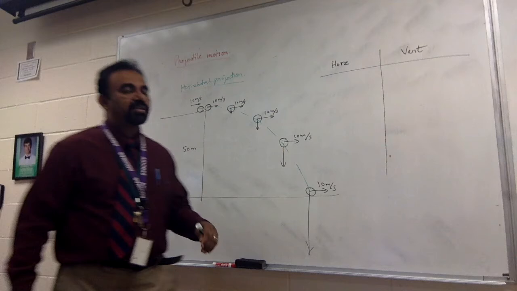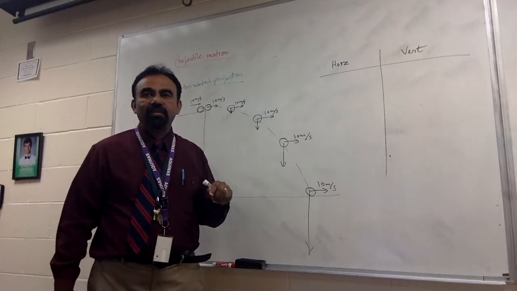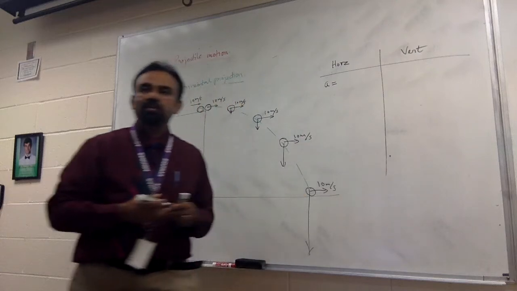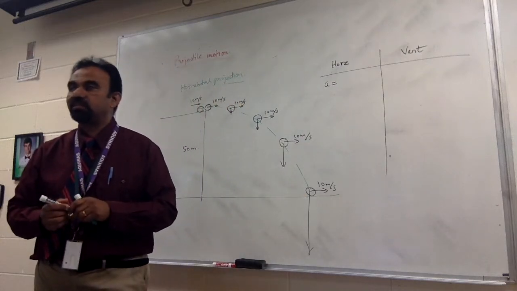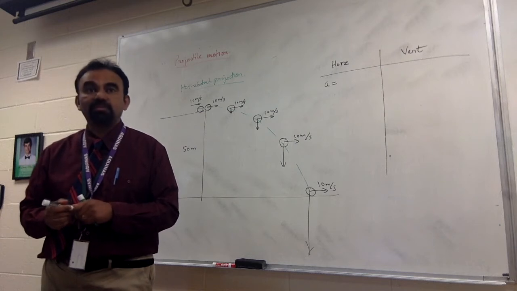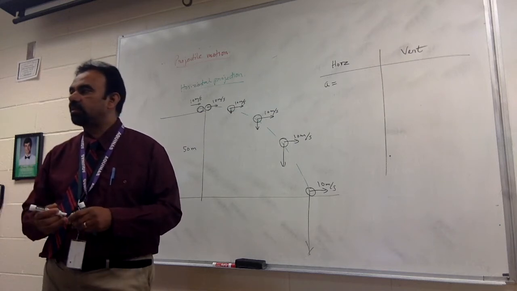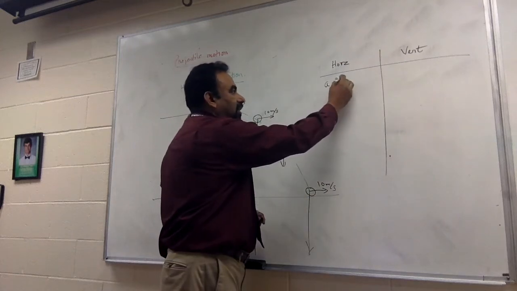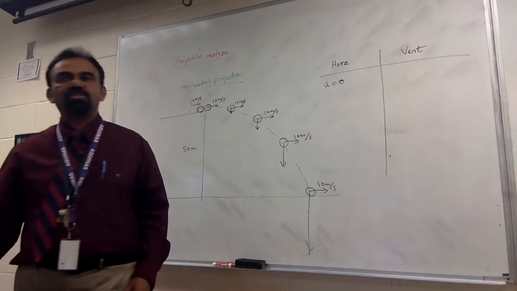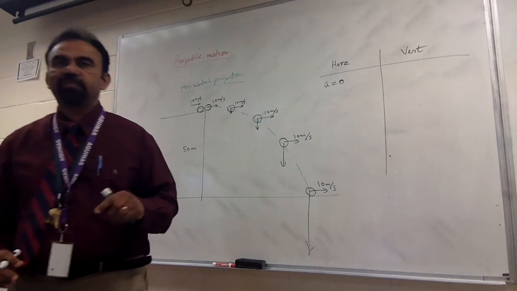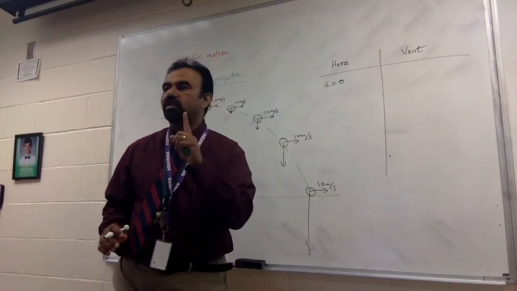And now what you're going to do is, horizontally, what's the acceleration? Zero. It's not accelerating at all. It's a constant velocity, right? So acceleration is zero. So when acceleration is zero, there's only one equation you can apply. Which equation is that?